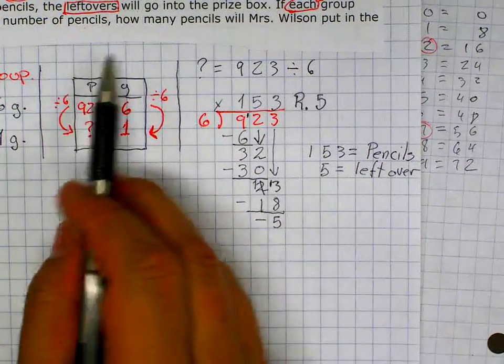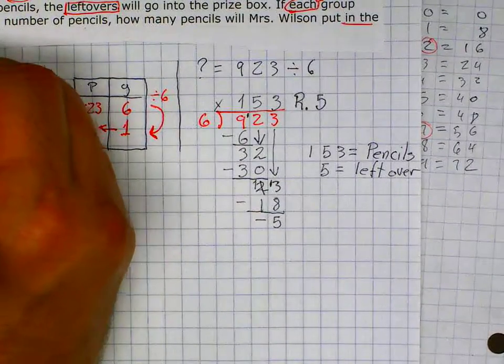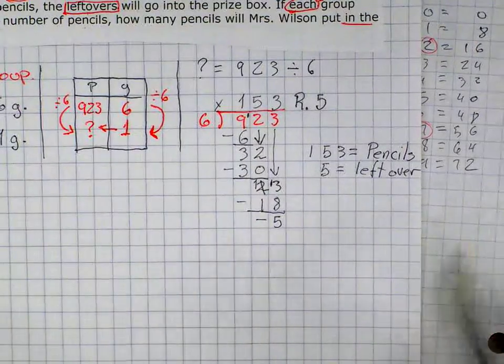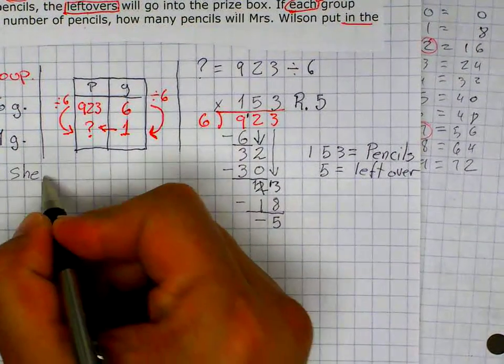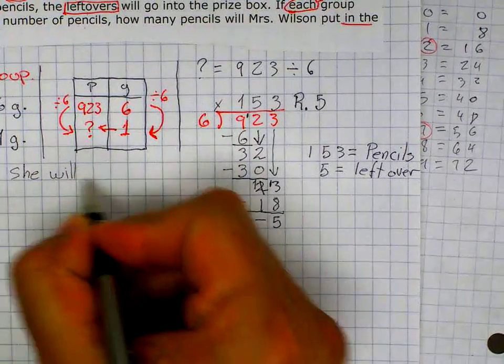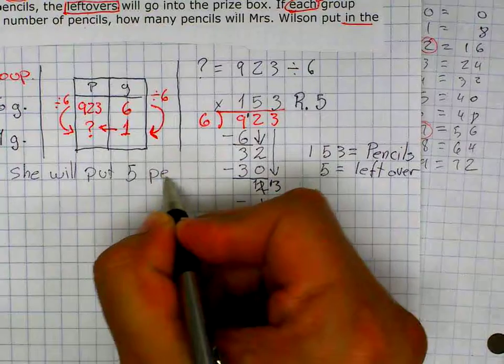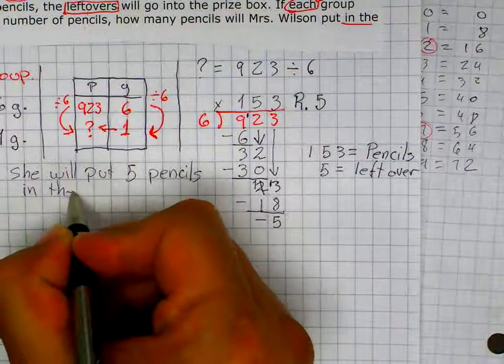Now the question is, how many pencils will she put in the prize box? And I know from the problem that she's going to put the leftovers there. So which ones are the leftover? 5. So we'll put 5 pencils in the prize box.